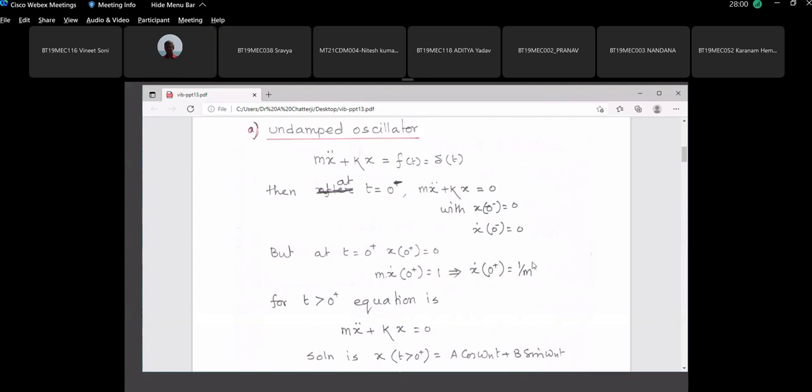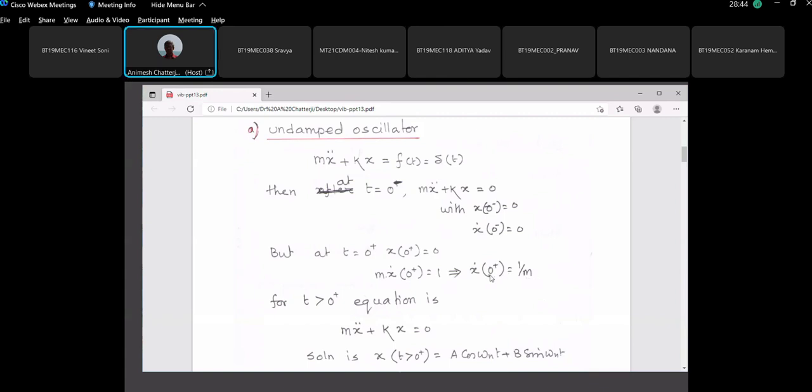So I'm looking at the equation little before time t is equal to 0 and little after time t is equal to 0. The equation remains the same. The equation doesn't change. But the conditions of displacement and velocity change. Little before time t is equal to 0, the system was at rest. Displacement was 0, velocity was 0. But after the impulse has come and gone, displacement is still 0, but the system acquires a velocity which is 1 by m. So this is the initial velocity.